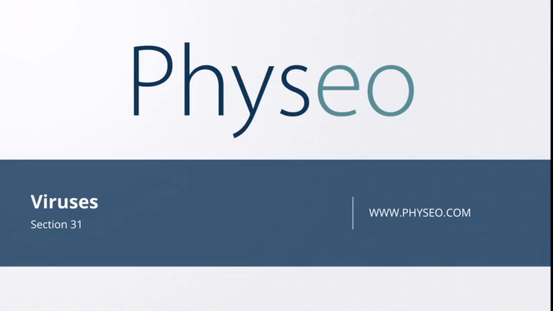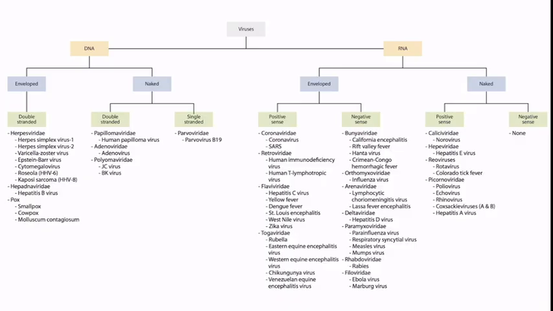Welcome to section 31 of the viruses. This is an overview image of the viruses that you need to know for Step 1. In this lecture, we will discuss measles.